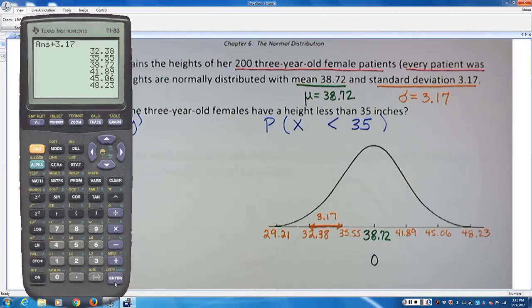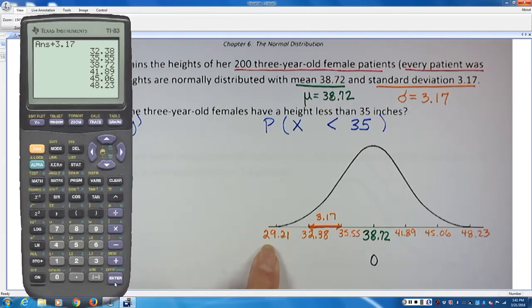So we know that virtually all of her patients weigh between 29.21 and 48.23 pounds. So if she were to have a 3-year-old patient that weighed 50 pounds, that would be very, very unusual. And by the same token, if she had one that only weighed 27 pounds, that would be very, very unusual. Oh, I'm sorry, that's not pounds, that's 27 inches tall or 50 inches tall, let's say. Those would be unusual. So 99.7% of her patients are between 29.21 inches and 48.23 inches tall.